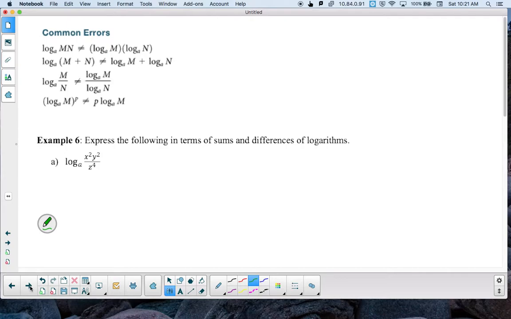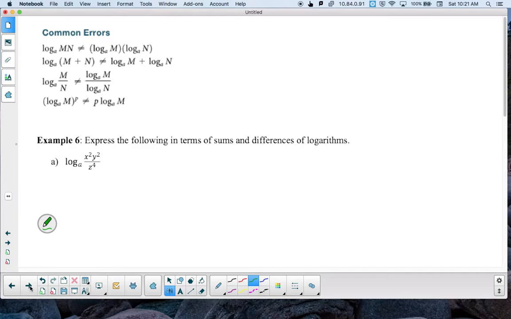And so here are some common errors that we want to look out for. And so if we are adding within a logarithm, we cannot express that as the sum of logarithms. And so just look at these common errors, be sure that you do not make these.